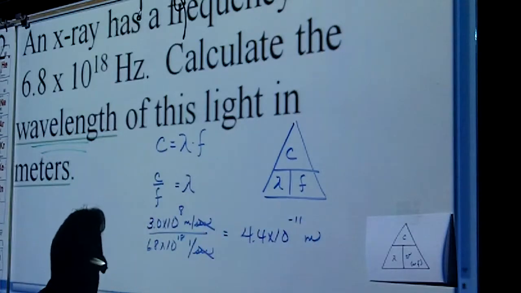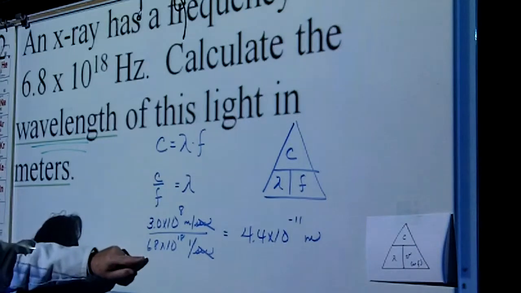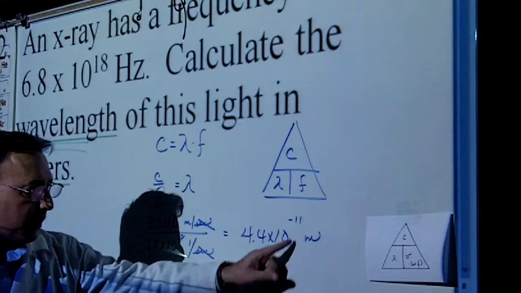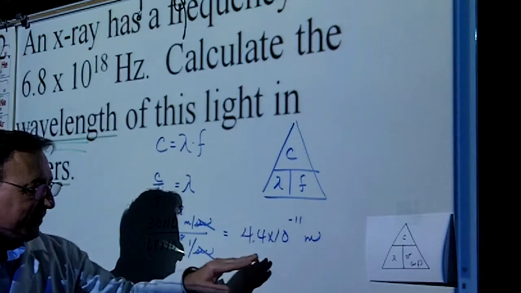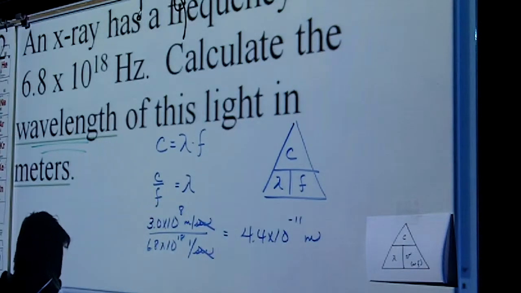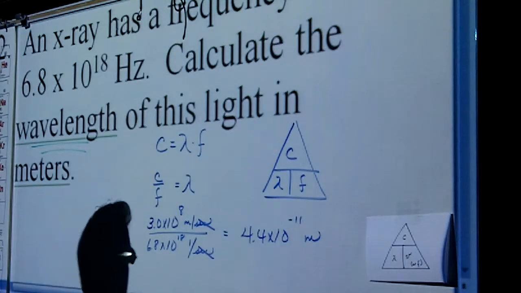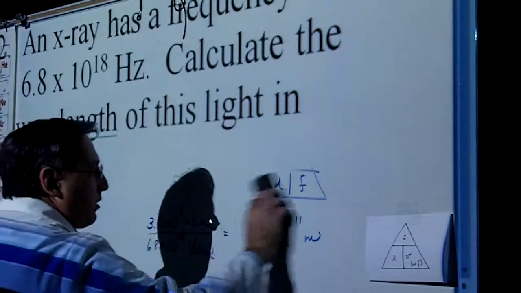Let's talk a little bit about significant digits. I've got 2 on the top, I've got 2 on the bottom. I can only take 2 significant digits in my answer. Remember, the exponential part doesn't affect significant digits. So I have 4.4 times 10 to the negative 11th meters. And that is number 2. Okay? Let's take a look at another problem.